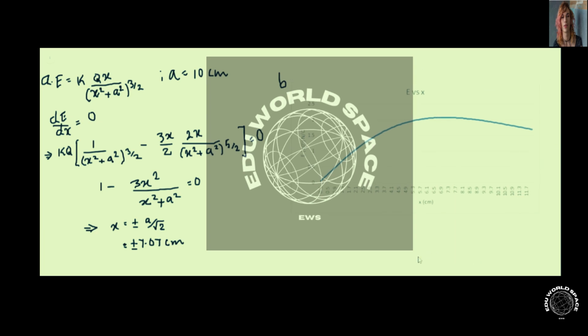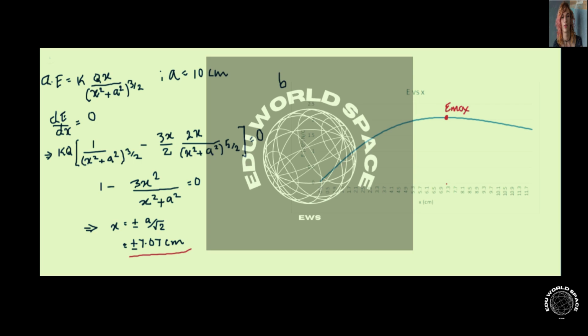Now does the maximum that we found out, that is 7.07, coincide with the maximum as shown in the graph? If you see in the graph, the electric field also seems to be maximum around this point, right? So this is the maximum E max, and this corresponds to almost 7.07 centimeter right here. So it makes sense, right? Our result coincides with the graph that I drew.